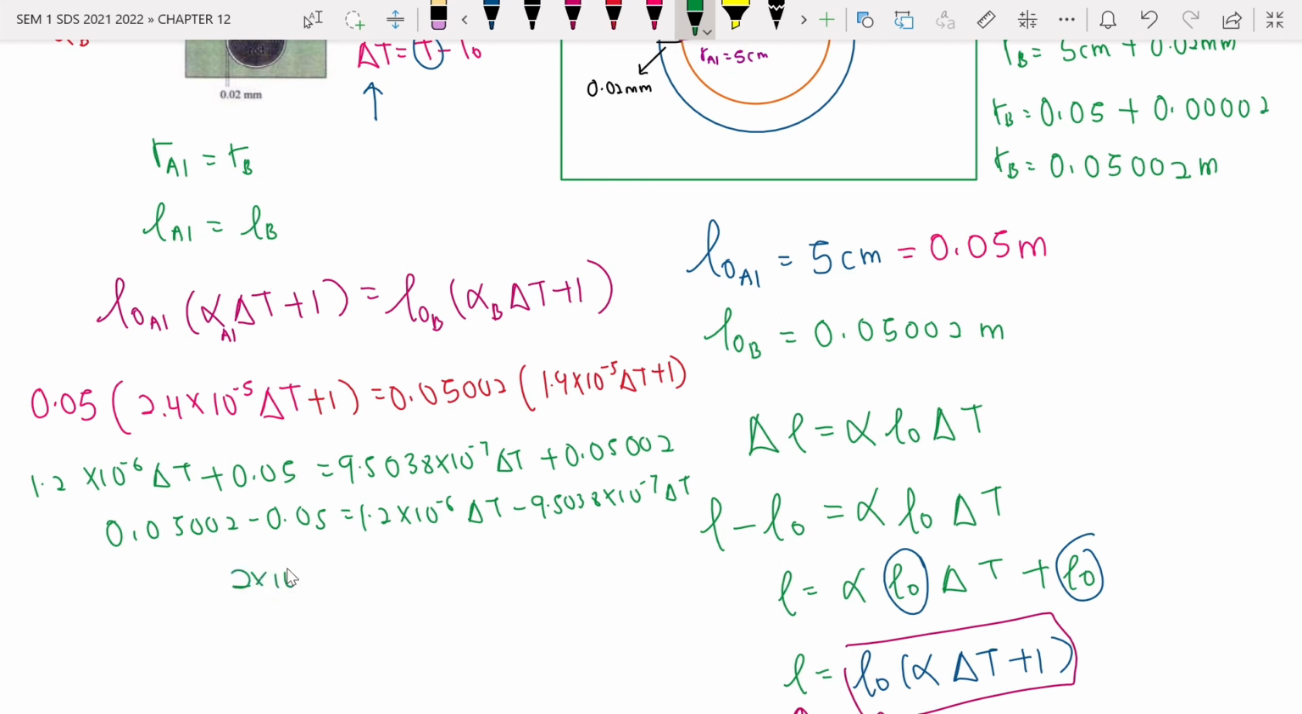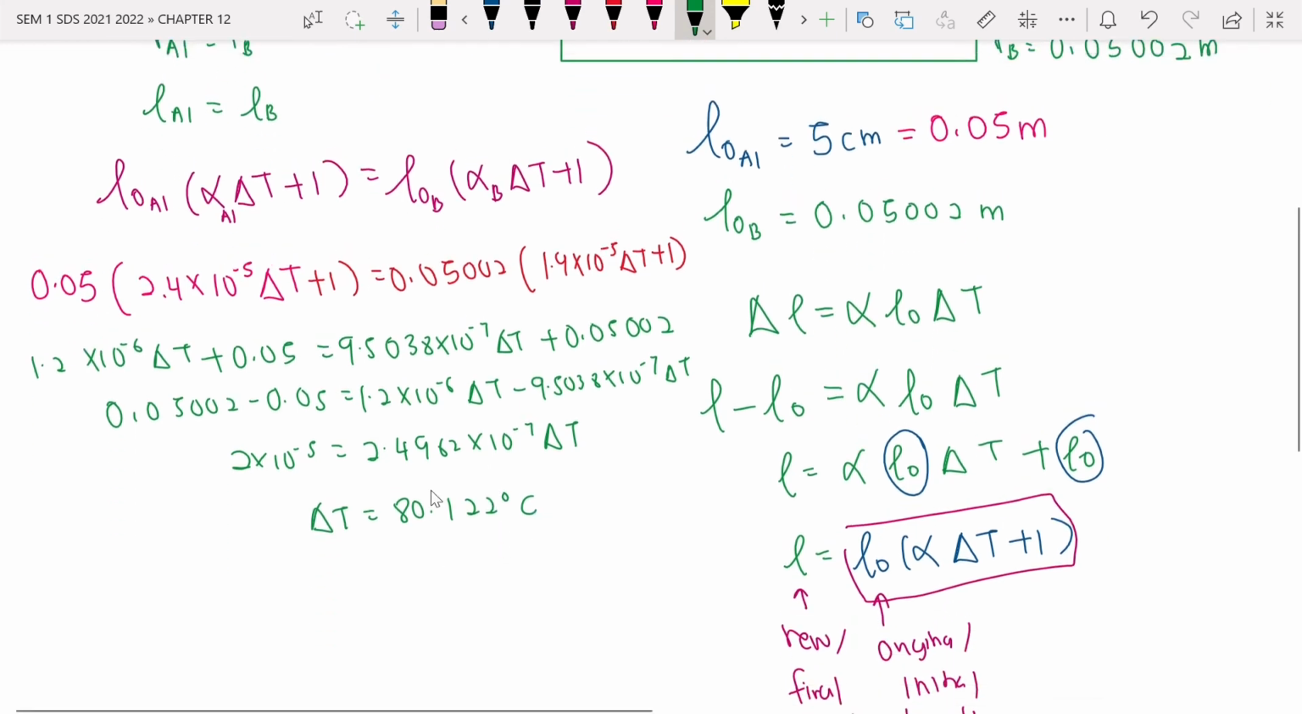Then you will get 2 times 10 to the power of negative 5 equals 2.4962 times 10 to the power of negative 7 times change in temperature. So the change in temperature you will get is 80.122 degrees Celsius.